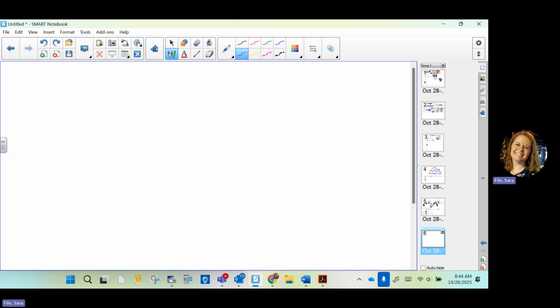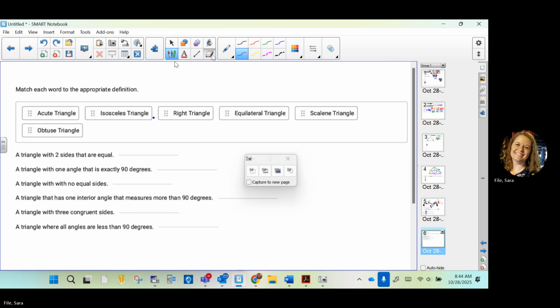Okay. Let's look at number 6 then. Number 6 was a vocab question. So number 6 is what you needed to know on number 2. The types of triangles. Classifying triangles.